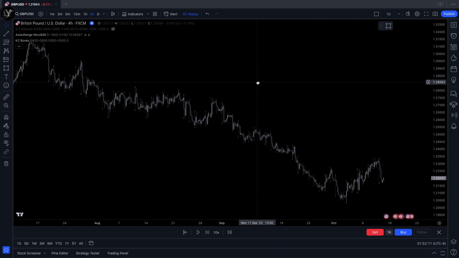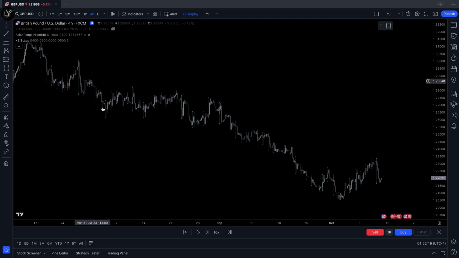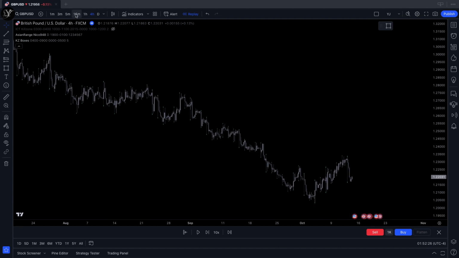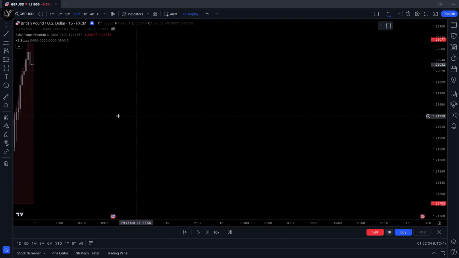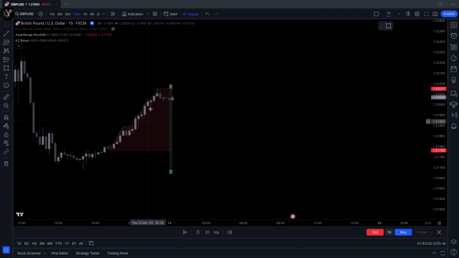So as you guys can see here, I'm on the 4-hour. Price is clearly bearish. We have a lower high, lower low, lower high, lower low, lower high, lower low, and so on. So we're going to want to drop down to our 15-minute and we're going to want to focus on this specific area right here. So as you guys can see here, this is our Asian range. We can see our high is right here and our low is right here. So we're going to mark this out just to make it clear.